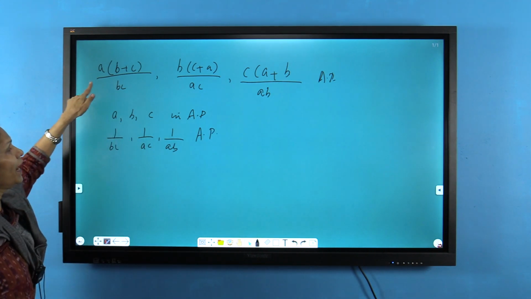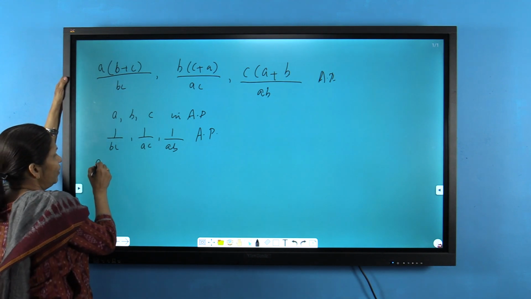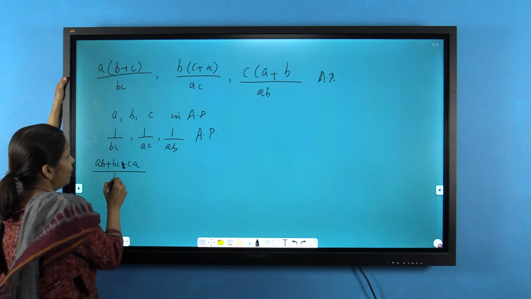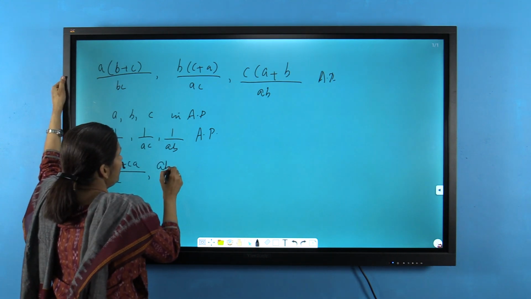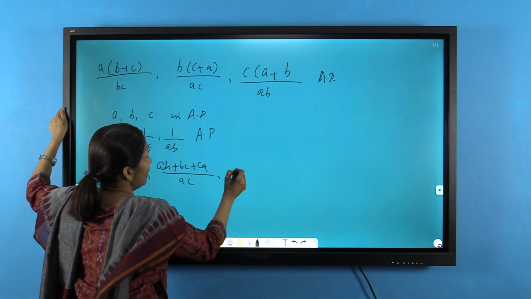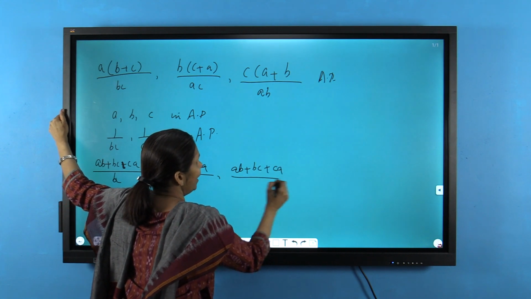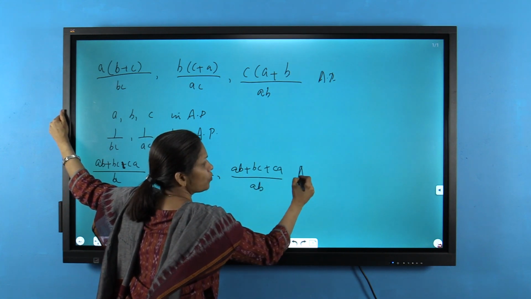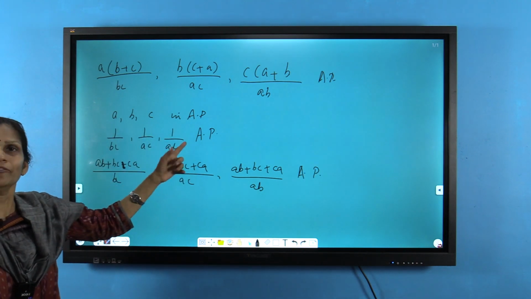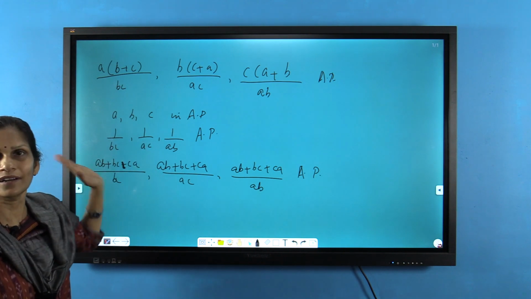Okay. Now, I add AB plus BC plus CA. What would I have? (AB plus BC plus CA) divided by BC, (AB plus BC plus CA) divided by AC and (AB plus BC plus CA) divided by AB are also in AP. Now, if I subtract one, they continue to be in AP, and I would have my required result.